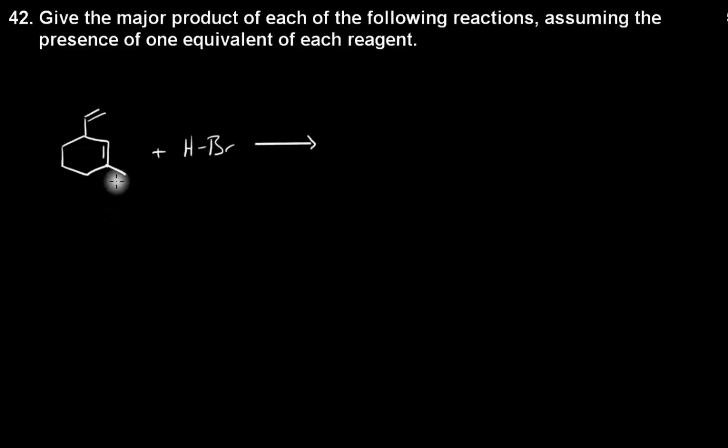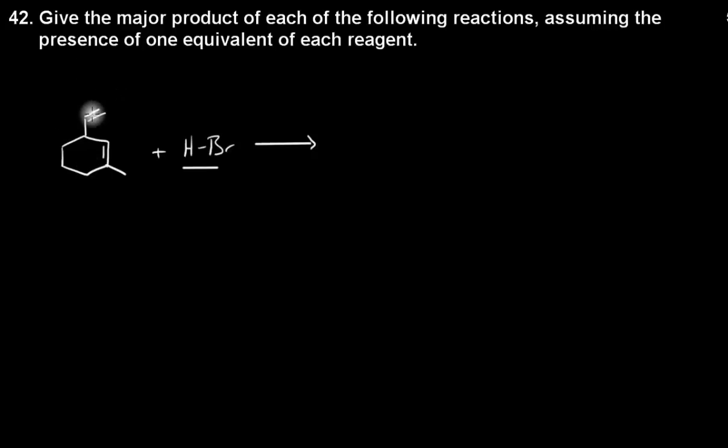Okay, so question 42, give the major product of the following reactions. We're going to assume one equivalent of HBr for every one equivalent of this cyclohexene derivative. Because we're using only one equivalent of the HBr, the problem here is figuring out which of these two double bonds you're going to end up using as your nucleophile. So let's go through both of the possibilities and see what happens for each.